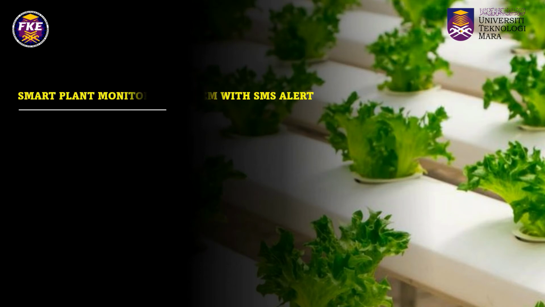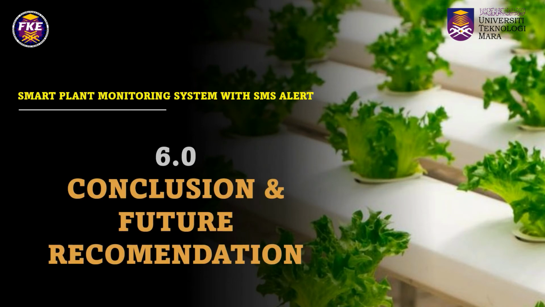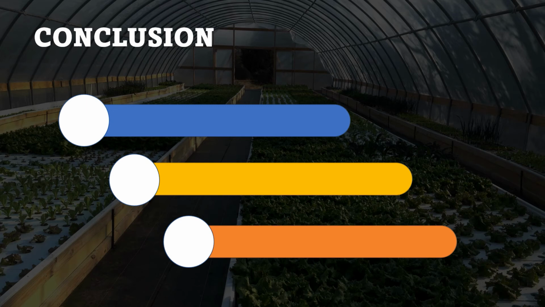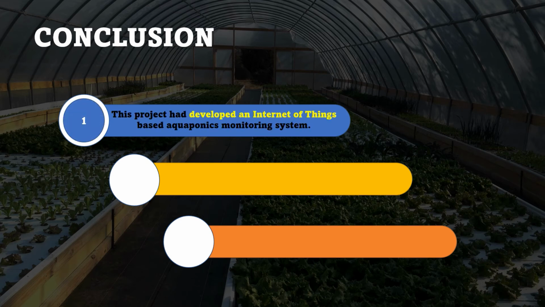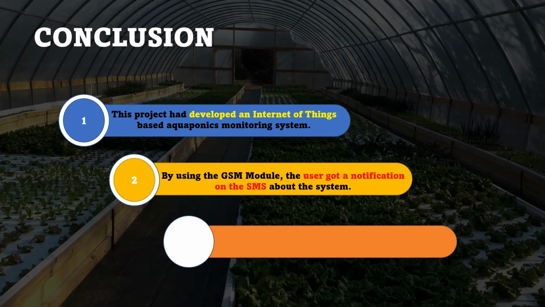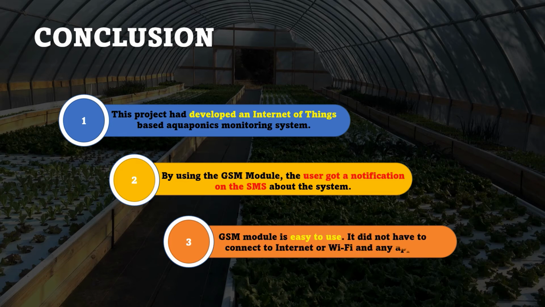The next subchapter is conclusion and future recommendation. The conclusion for this project is that this project has developed an Internet of Things based aquaponics monitoring system by using the GSM module. By using the GSM module, the user gets the notification by SMS about the system. Therefore, the user can be more alert to their plant's condition when they get the SMS. Lastly, the GSM module is easy to use as it does not have to connect to the internet or Wi-Fi or any apps. It means that the user can get the SMS anywhere without any problem.